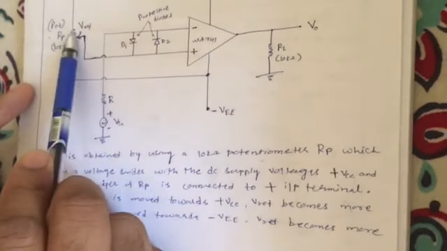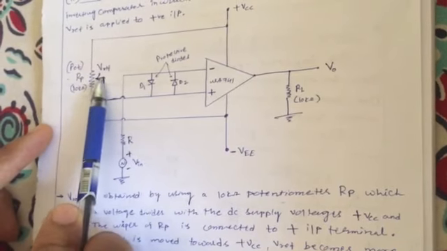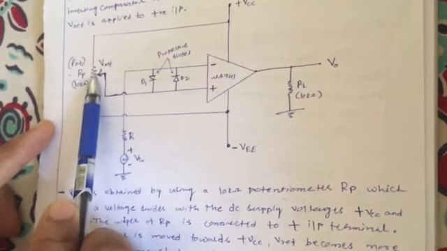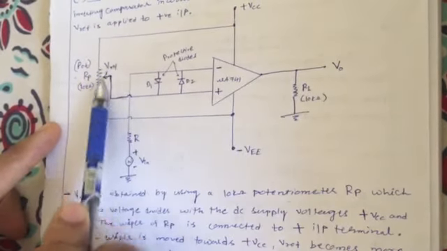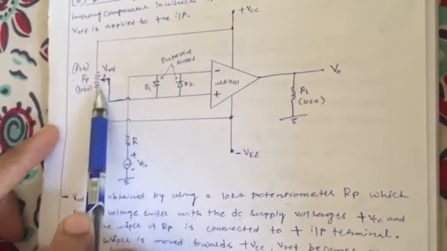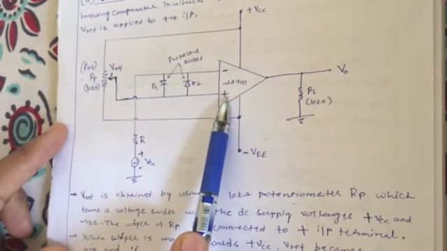I mean to say, student, you know what a potentiometer is, we can vary this. When the center portion, that is the wiper, is at a higher position, towards plus VCC, this reference becomes positive. When the wiper is moved toward the lower portion, towards minus VEE, this V reference becomes negative.